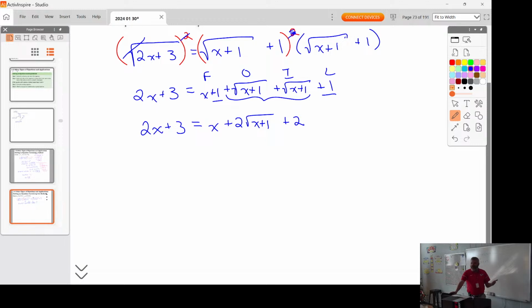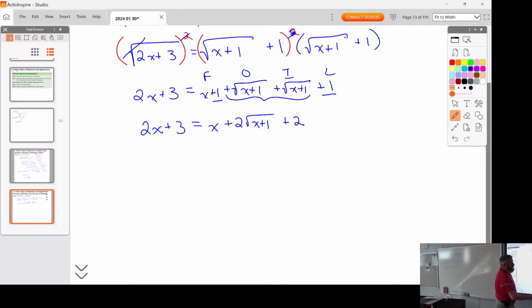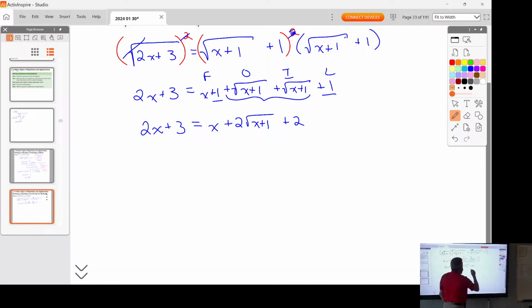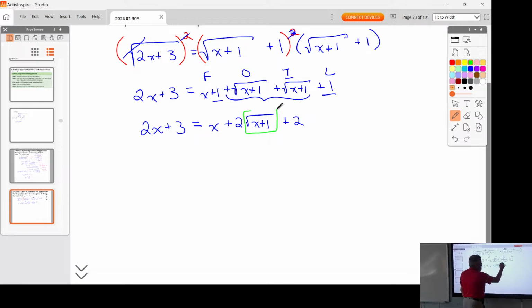So step number 1, isolate a radical. Step number 2, square both sides and simplify. We're done. The next thing, do we still have radicals? Go back to step 1. Step 1, isolate the radical. Okay, so I need to get this guy right here all by himself.